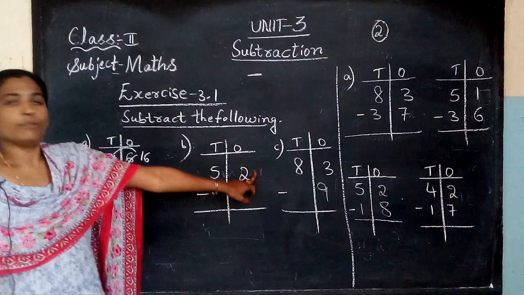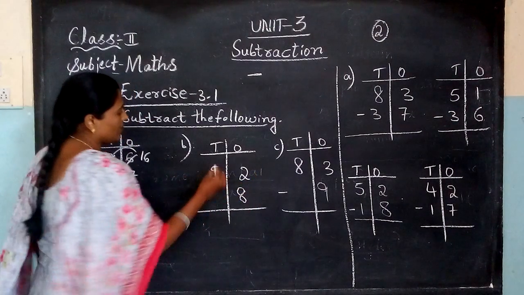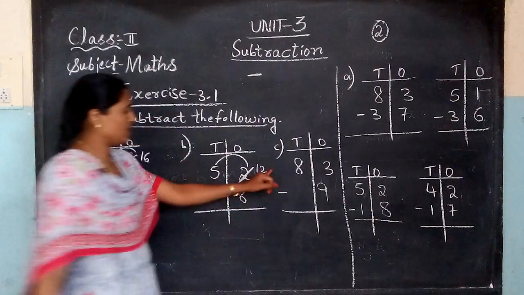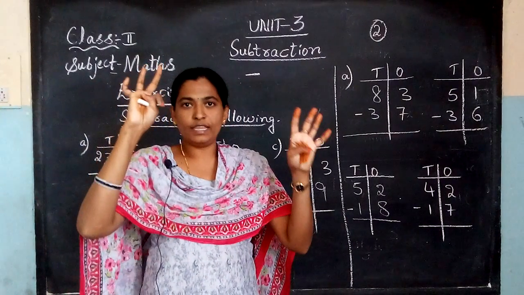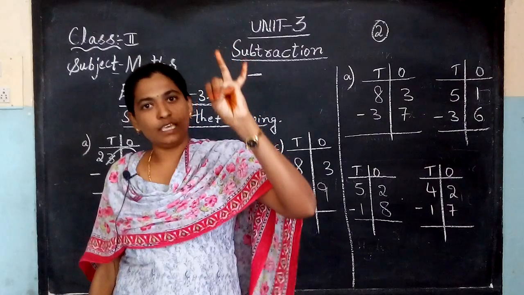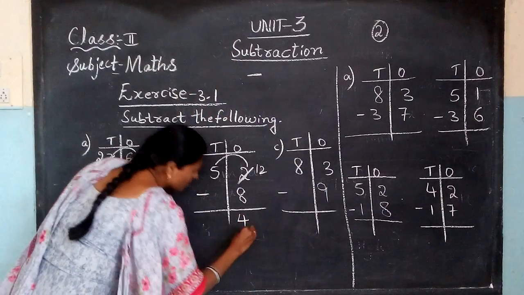Next, from the small number you cannot remove 8. Take a borrow from the tens column. What did it become? 12. Yes, 12 in the mind, again 8 in your fingers. 12 before: 11, 10, 9, 8, 7, 6, 5, 4. What answer did you get? 4.